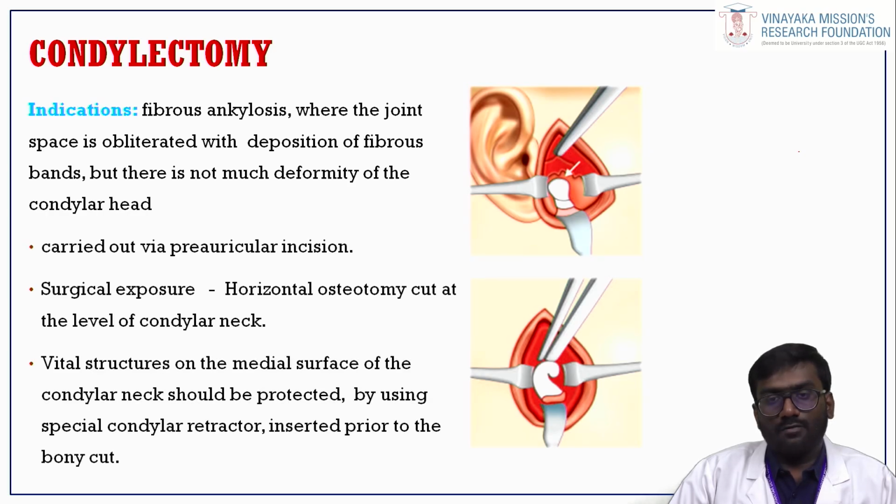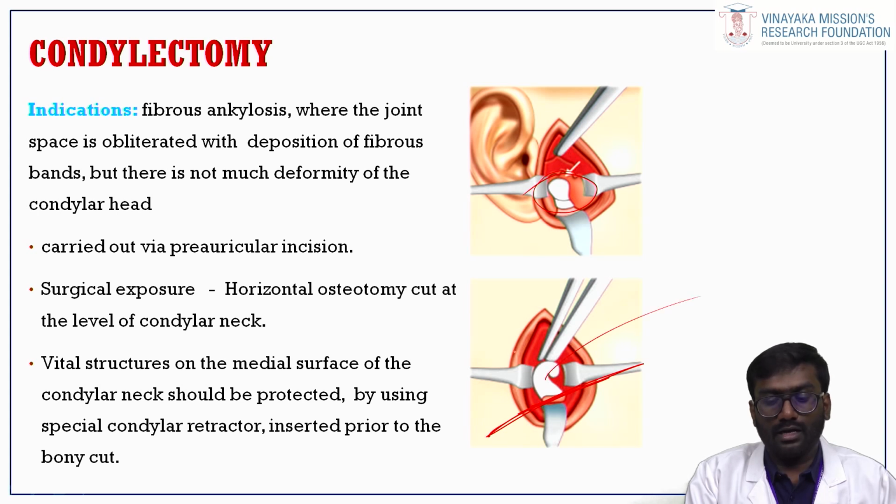So the steps are, you make a pre-auricular incision, the tissues are dissected and the condyle is visualized. Surgical exposure is done. Horizontal osteotomy is done. That means osteotomy is cutting of the bone, and horizontal is in a horizontal fashion. So here this is the condyle. The wide portion which you can see is the condyle, and you do a horizontal osteotomy at the neck of the condyle. So at this level you cut the condyle and remove it, and the fibrous adhesions have to be removed.